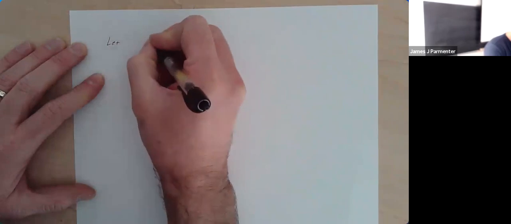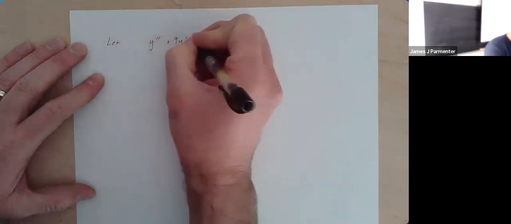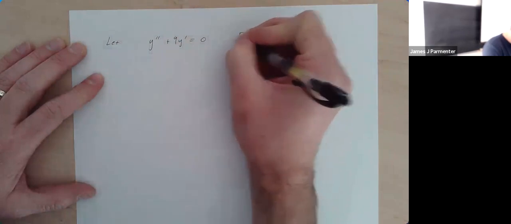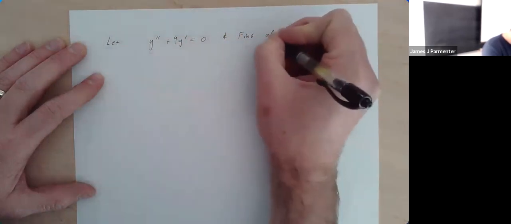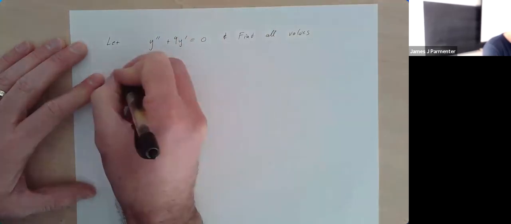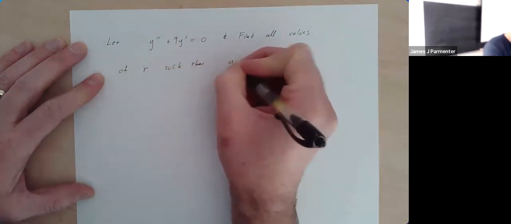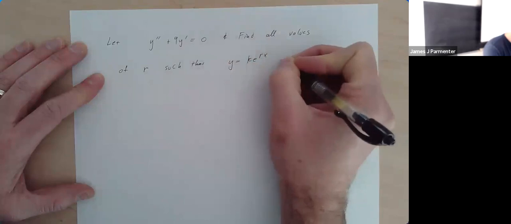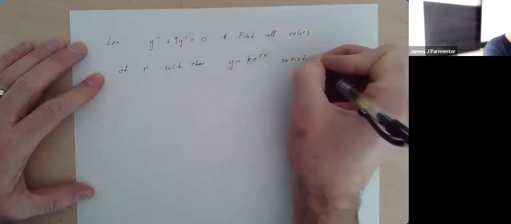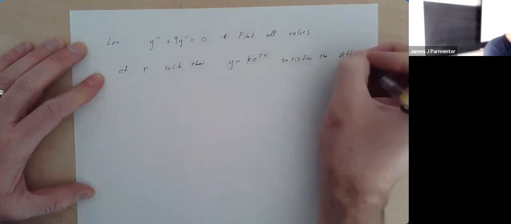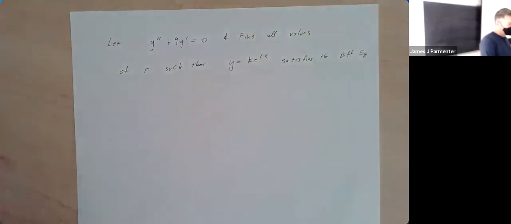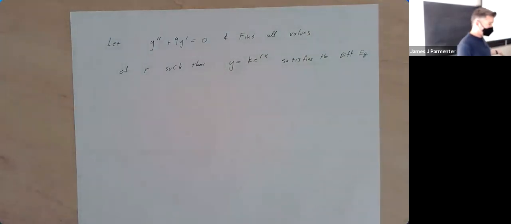We're going to let y double prime plus 9y prime equal 0, and we want to find all values of the constant r such that y equal to k e to the rx satisfies the differential equation. This is kind of like a slightly fancier version of verifying that something is a solution to the differential equation. They're already telling us that y equal to k e to the rx is a solution, but we have to figure out what values of r actually make it work.